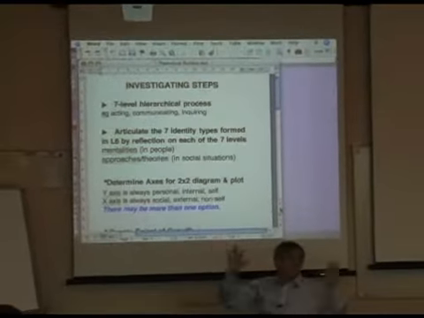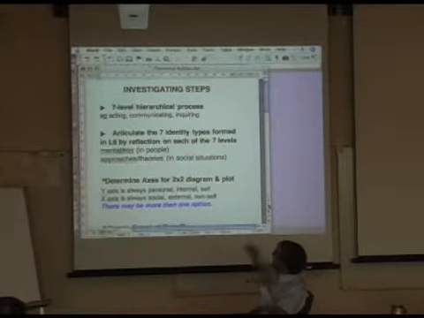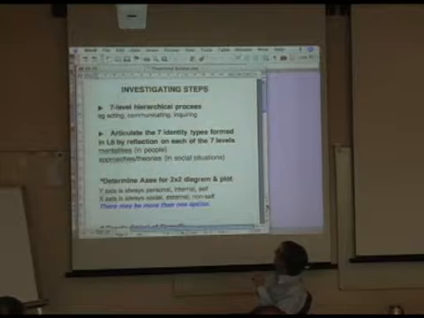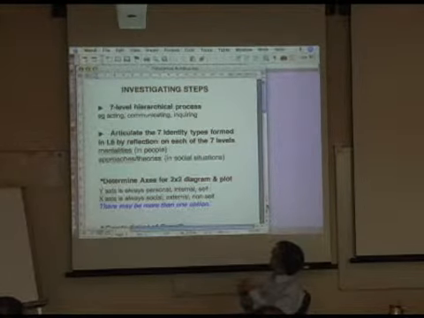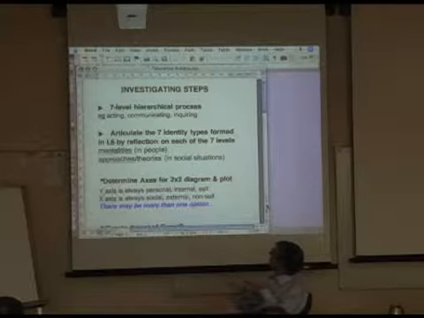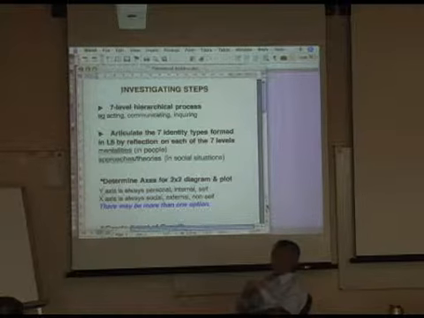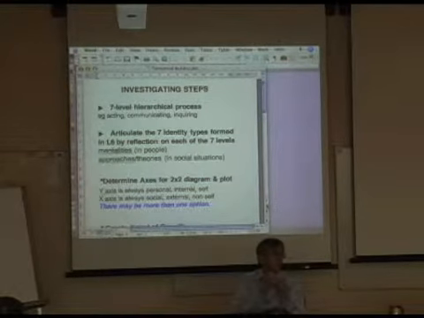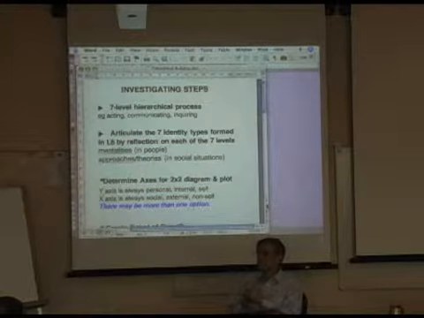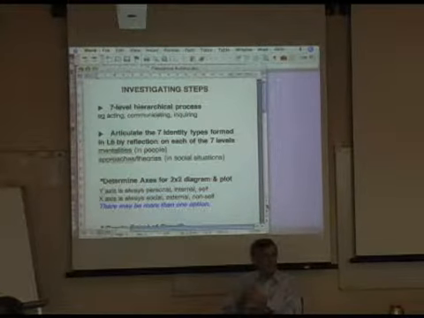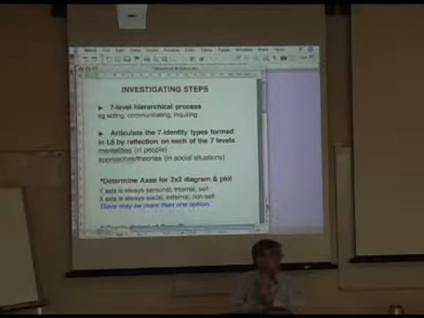Right? You just take this as given for the moment. In the sixth level, you find that there are seven, what I call identity types, which are formed by reflection on each of the seven levels. Now, what do I mean by an identity type? An identity type, I mean something which exists as what one might call a mentality, right? I wouldn't call it a personality, right? It's a mentality, a way of thinking a person has, okay?